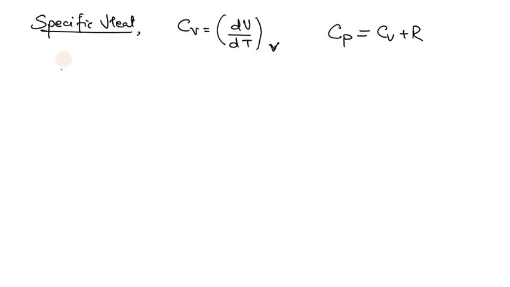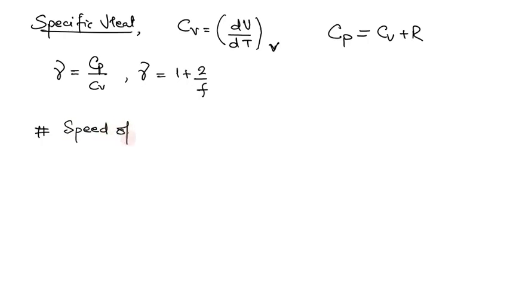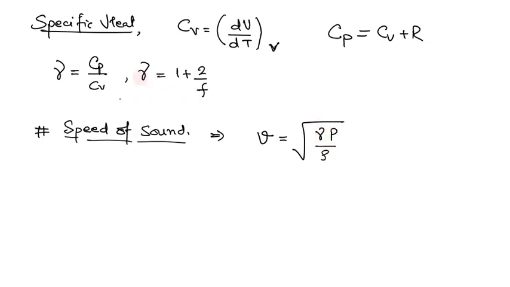There is a factor that is called gamma. This is Cp by Cv, and your gamma in terms of degree of freedom is 1 plus 2 by F. Your F is the total degrees of freedom of the system. If I calculate the speed of sound, it generally comes out to be, this velocity of sound is under root gamma times the pressure over the density of the system, and your gamma is your Cp by Cv.